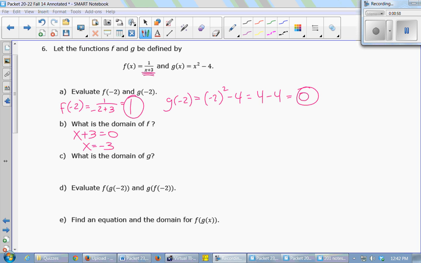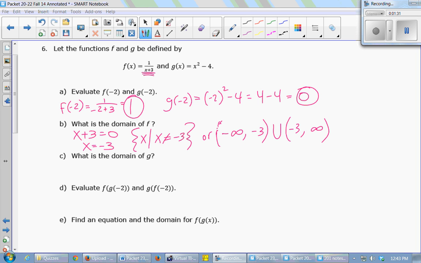There are two ways to write this. Set builder notation would say the set of all x's such that x cannot equal negative 3. And interval notation, which is what you are used to if you've been using MyMathLab, would say negative infinity to negative 3, don't include the negative 3 because it's not part of the domain, and then union that with negative 3, not including the negative 3, to infinity.